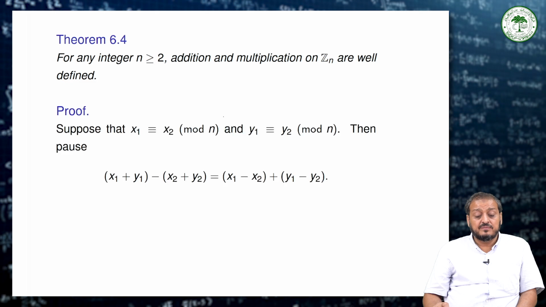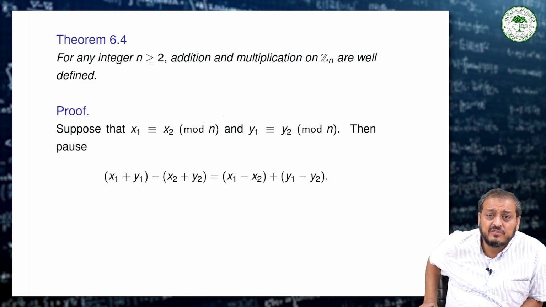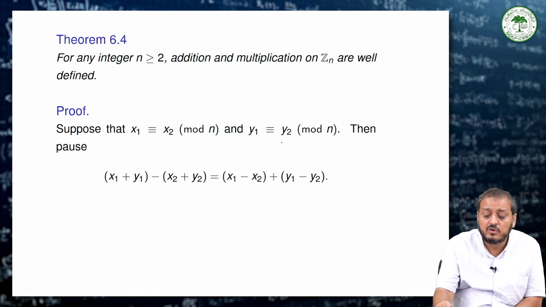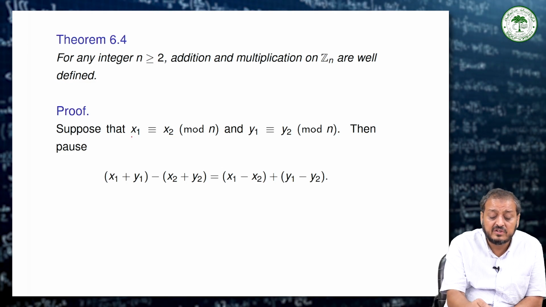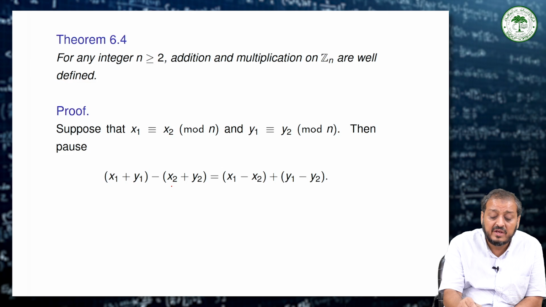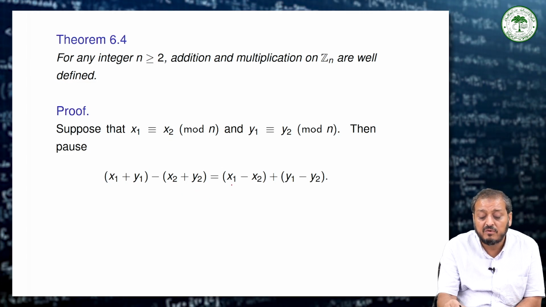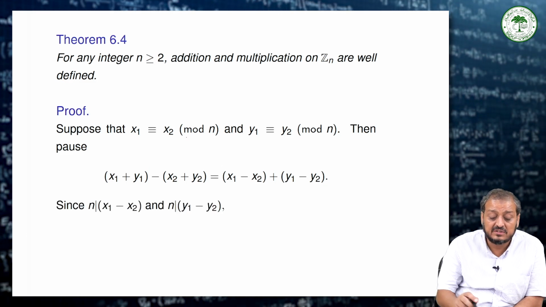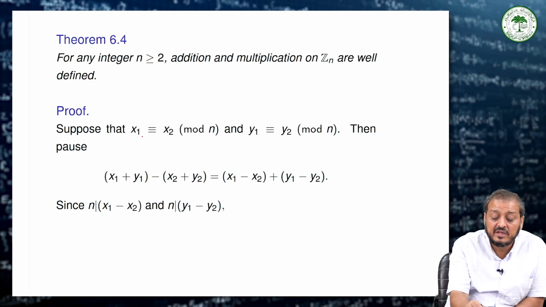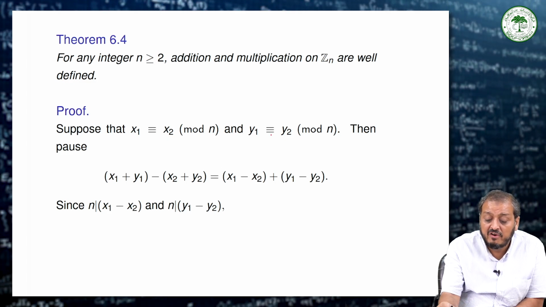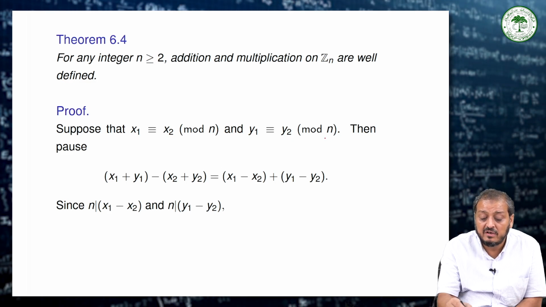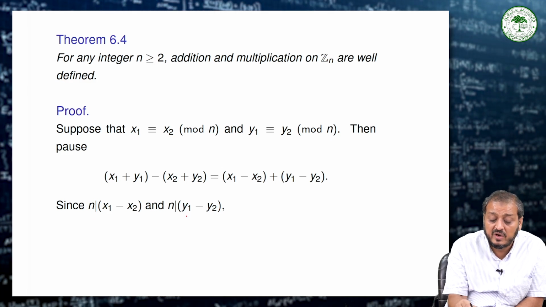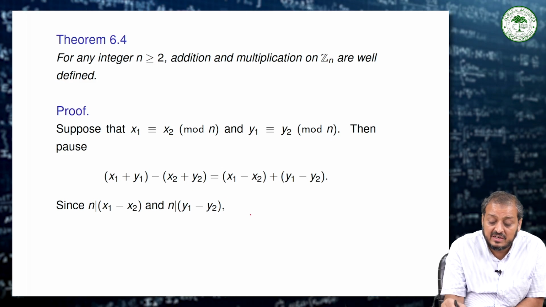To prove it is well defined, suppose x1 is congruent to x2 mod n and y1 is congruent to y2 mod n. Then clearly x1 plus y1 minus x2 plus y2 can be written in the form of x1 minus x2 plus y1 minus y2. If x1 is congruent to x2 mod n, then n divides x1 minus x2, and y1 congruent to y2 mod n means n divides y1 minus y2.